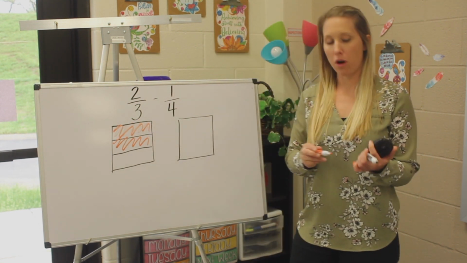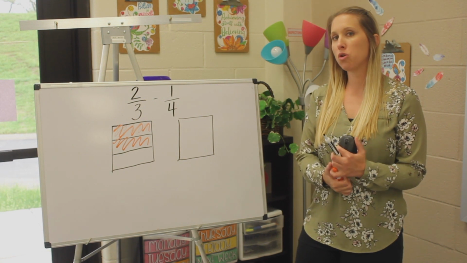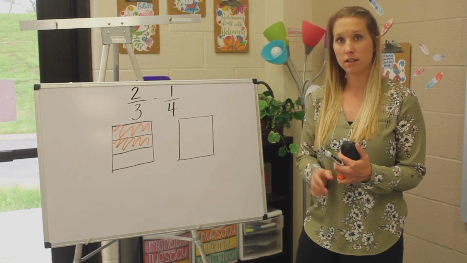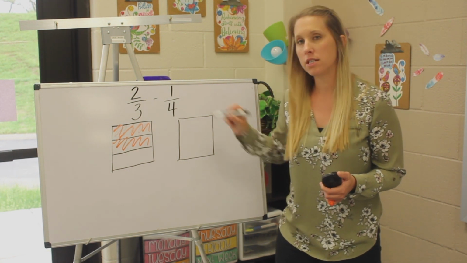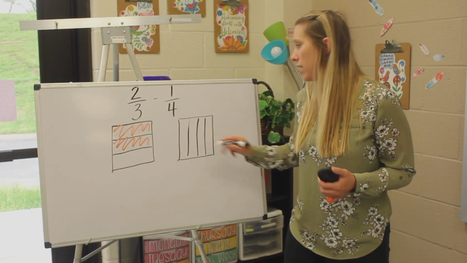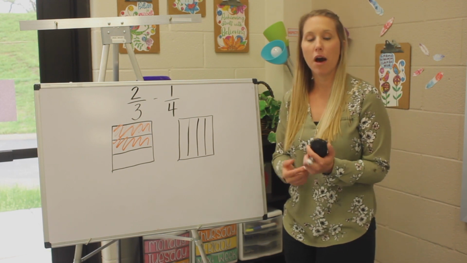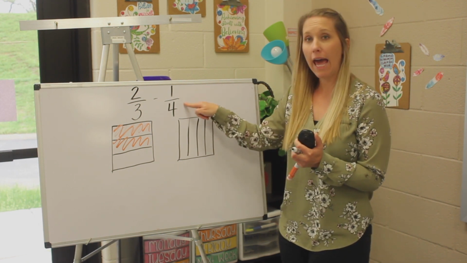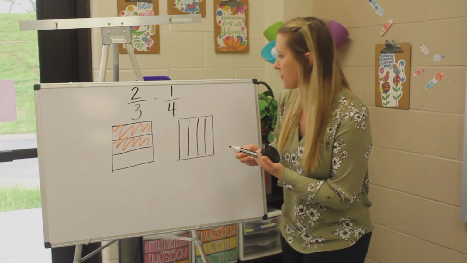What about 1/4? You partitioned your whole into how many pieces? 4, because the denominator was 4. 1, 2, 3, 4, and you would shade in how many? 1 out of the 4.